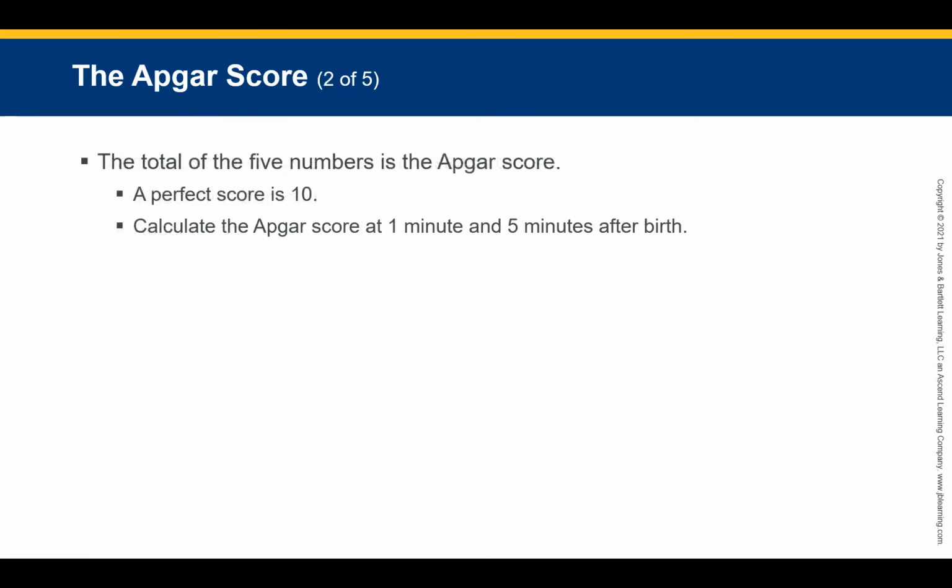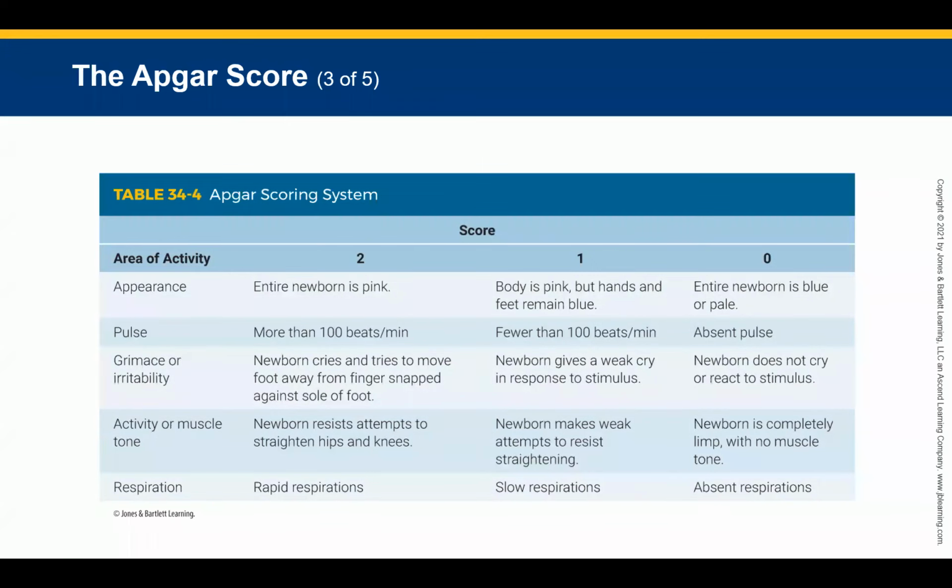Good. All right, the total of 5 numbers is the Apgar score. Calculate the Apgar score within 1 minute of birth and then after 5 minutes. Obviously, the highest possible Apgar score is 10. Here's a chart. Majority of these are in some of your field guides. Those are just in present, so you can look at that as a reminder.